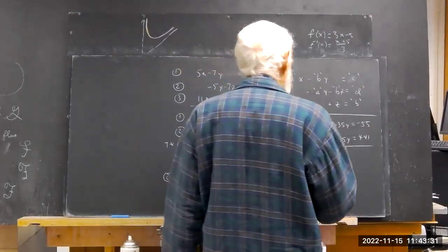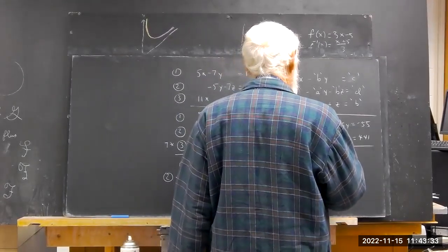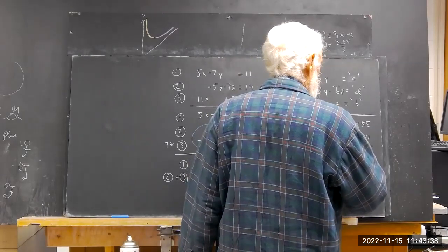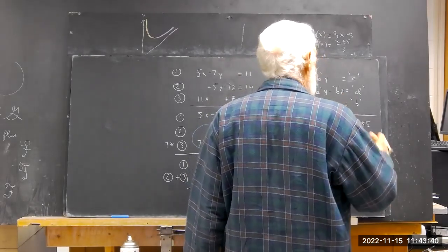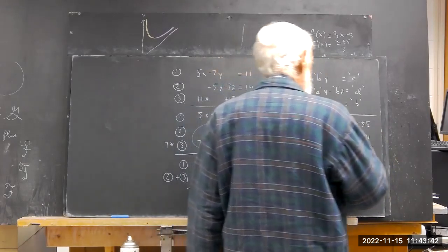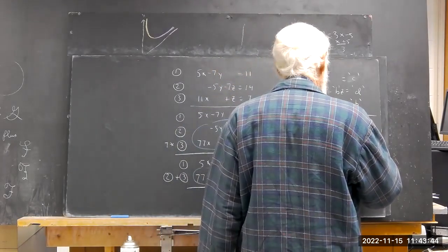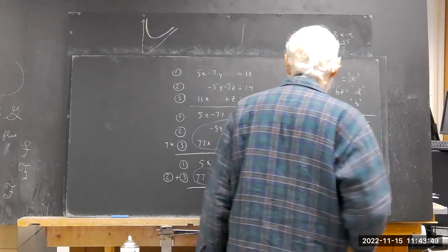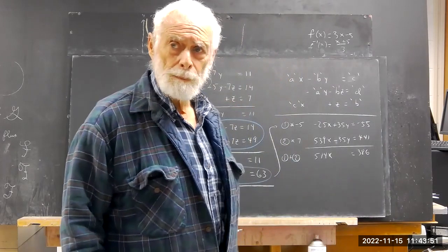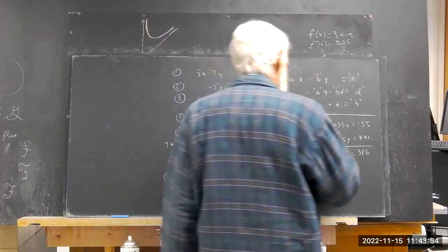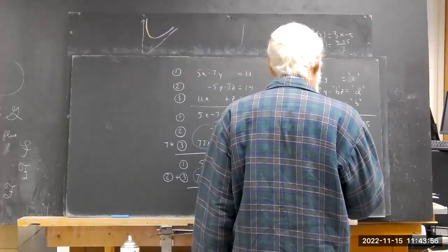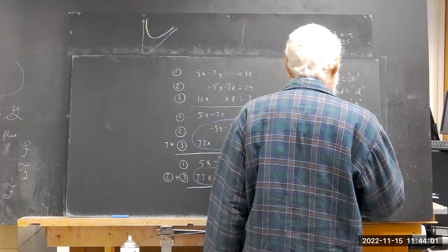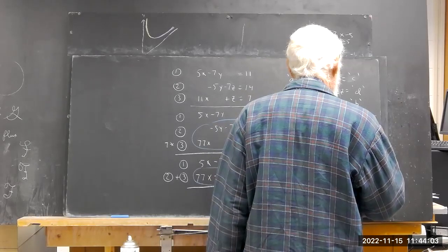and that's very easy. I get 514x equals 441 minus 55, which is 386. Is that right? 386. That what you got? Okay. So that clearly then X equals 386 over 514.